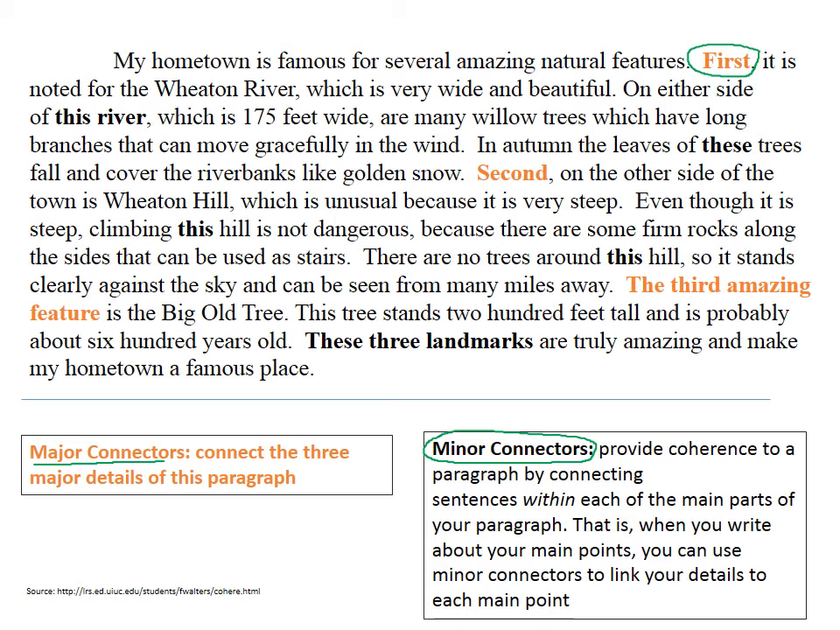These are words that are going to provide coherence to a paragraph by connecting sentences within each of the main parts of your paragraph. That is, when you write about your main points, you can use minor connectors to link your details to each main point. So as you read this sample paragraph, pay attention to where you see each of these and how it's doing its job. Then try to reread it by omitting those and see how it changes the meaning.